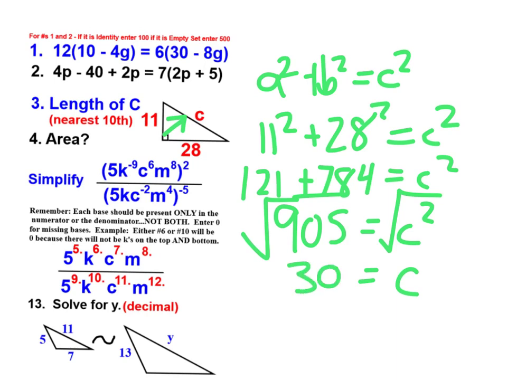It could be positive or negative, but of course, that negative doesn't make sense in a problem like this. You can't have a length of negative 30. So our answer is 30. The measurement of c would be 30.